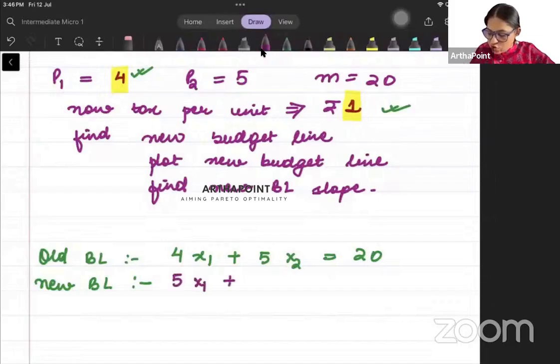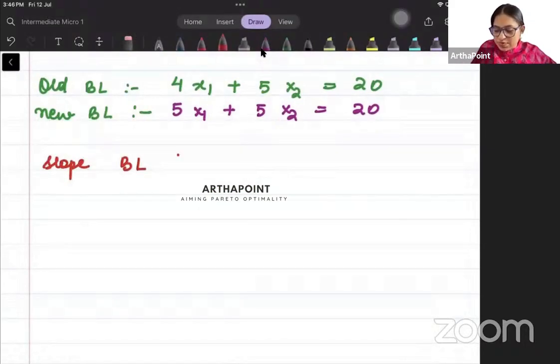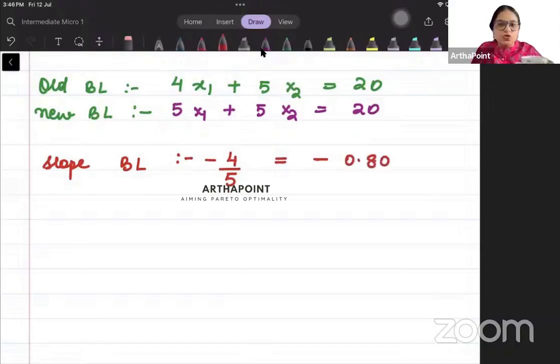Number of units consumed. Price of good 2 is unchanged. Number of units consumed 20. Clear? What is the slope of old budget line, beta? Earlier it was P1 by P2. That means minus 0.80.